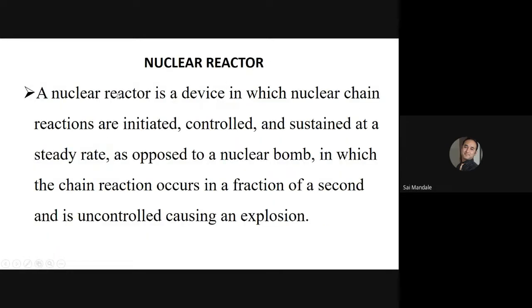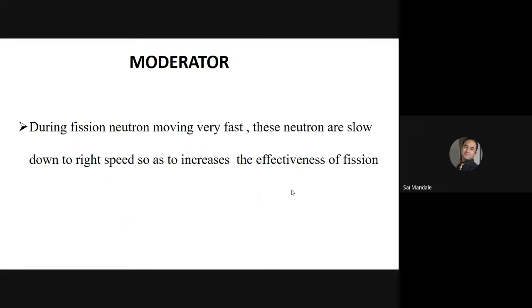A nuclear reactor is a device in which the nuclear chain reaction is initiated, controlled, and sustained at a steady rate. So a nuclear reactor is where the nuclear reaction takes place in a controlled manner, where we can initiate and control the reactions. As opposed to a nuclear bomb, in which the chain reaction occurs in a fraction of a second and is uncontrolled, causing an explosion. If we do not control this, an explosion will occur and continuous heat will be developed at each and every generation.